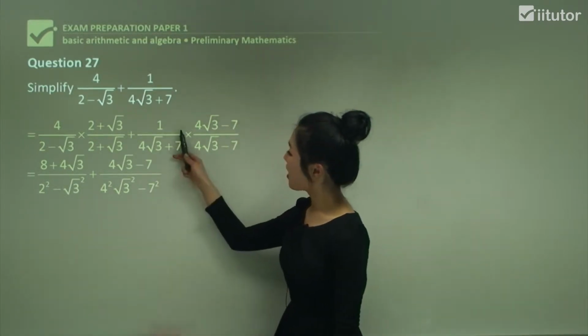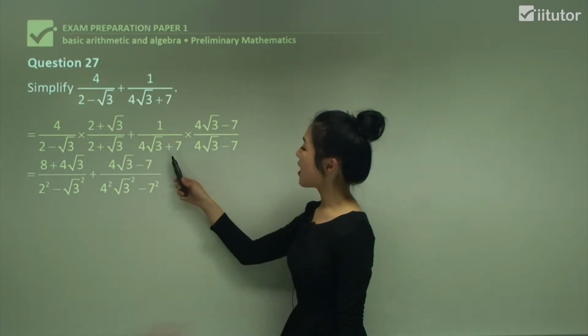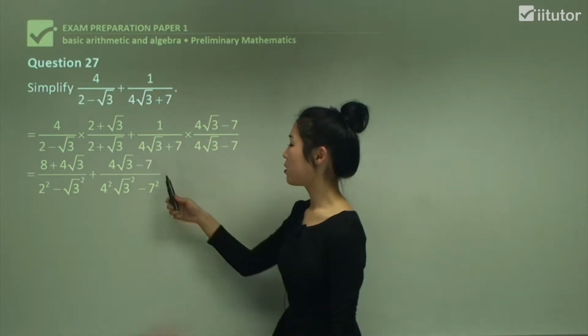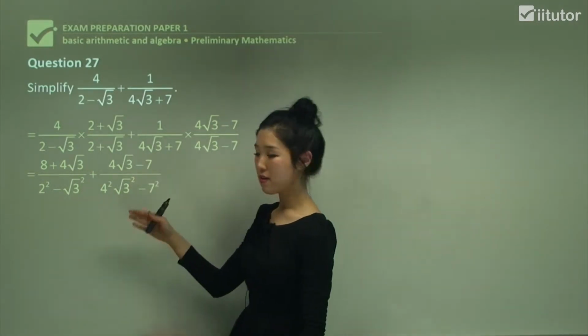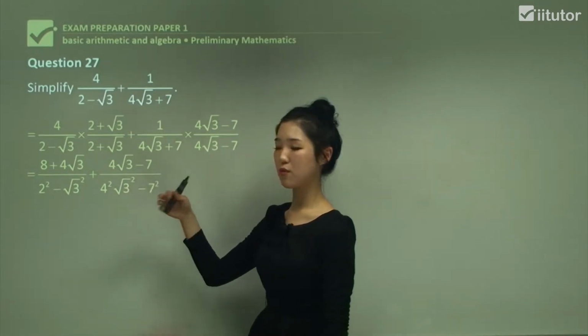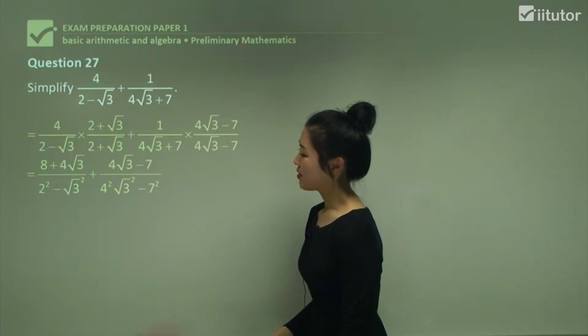Okay, and this side, 1 times that is just 4 root 3 minus 7, as it is. And this as well is 4 root 3 plus 7, 4 root 3 minus 7. So it will just be 4 root 3 squared minus 7 squared. So I've just separated this one out. So it's 4 squared and root 3 squared. Okay? So let's simplify it.